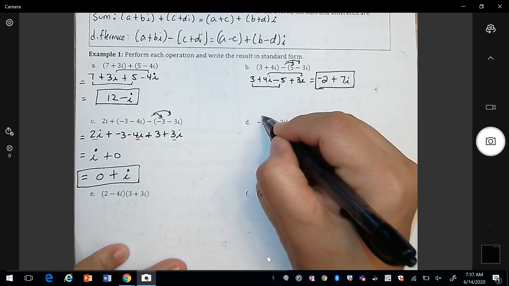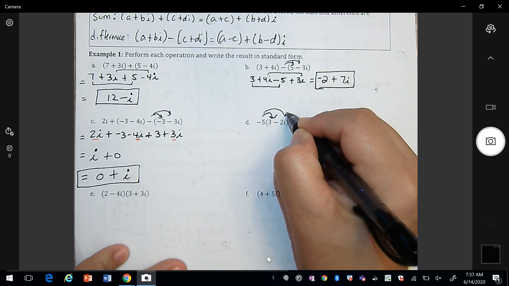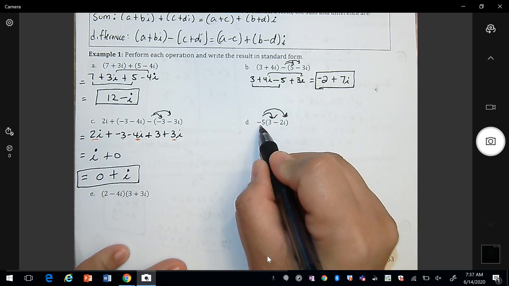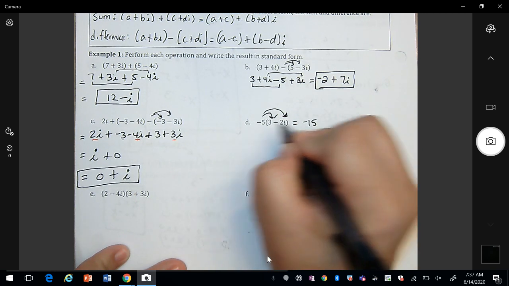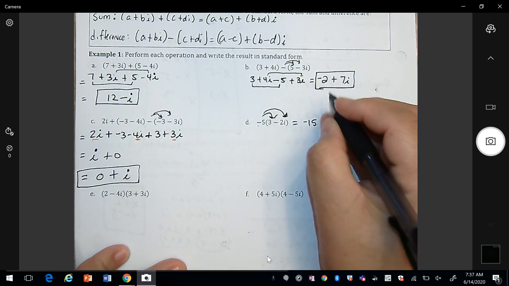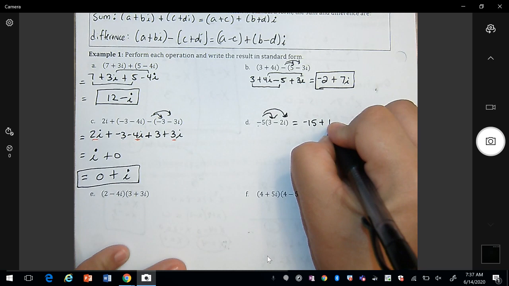To multiply, we just multiply the same as we normally would. So -5 times 3 is -15. -5 times -2i is +10i.